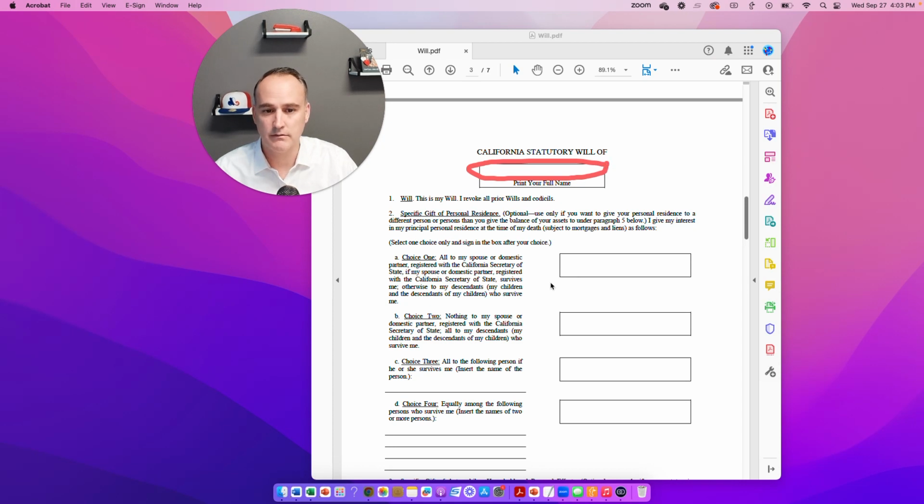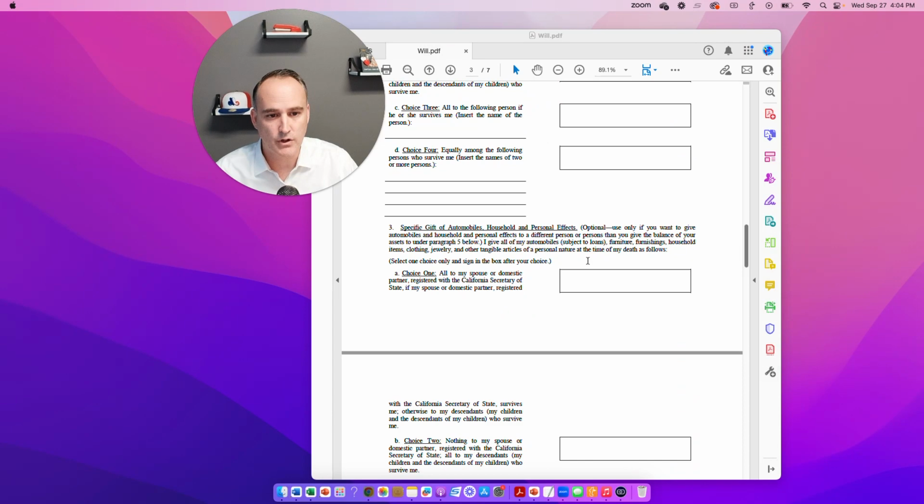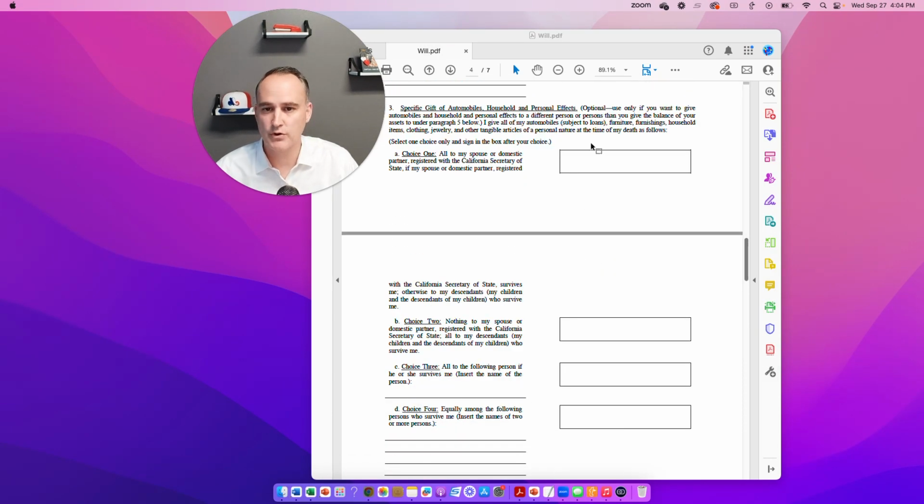First we're talking about a personal residence, your home. If you want to leave it to your spouse, you just sign your name right there. If you want to leave nothing to your spouse and everything to your kids, you just sign your name right there. And if you want to leave it to somebody that's not your spouse or your kids, you write the name or names of the people that you want down here, and you sign your name right there. Then it talks about all of your other stuff, household goods and personal effects. You want to leave it to your spouse, you just sign your name.